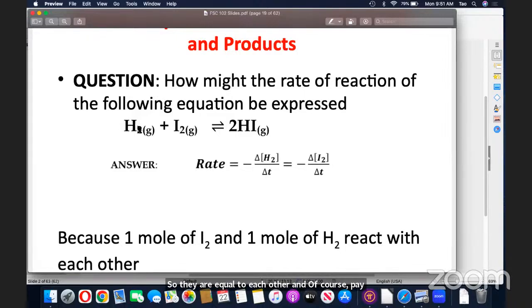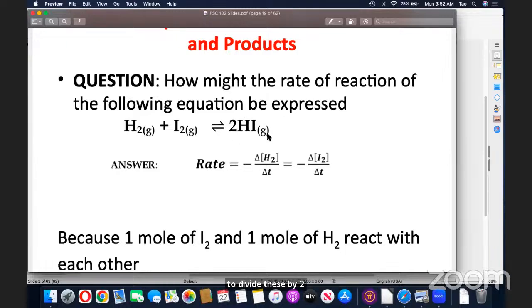But if you want to bring hydrogen iodide into the mix, you can see that the rate at which hydrogen iodide is produced is twice as fast as the rate at which either hydrogen or iodine is consumed. Meaning that if you want to bring this in, the rate is equal to delta hydrogen iodide divided by delta T, divided by 2. Because you're going to have to divide this by 2.